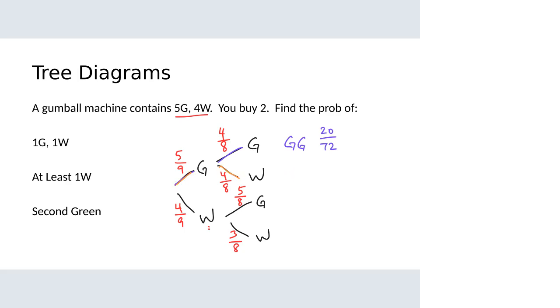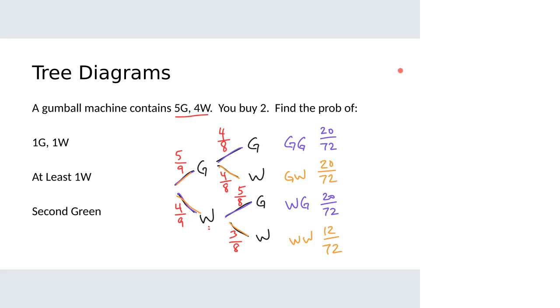Green followed by white is 5/9 times 4/8. So 5 times 4, that's 20 over 72. Then we keep going down our tree, and white followed by green, 4/9 times 5/8, 20 over 72 for white followed by green. And then finally, we'll get something different down here. We get white followed by white, 4/9 times 3/8, 4 times 3, that'll be 12 out of 72.